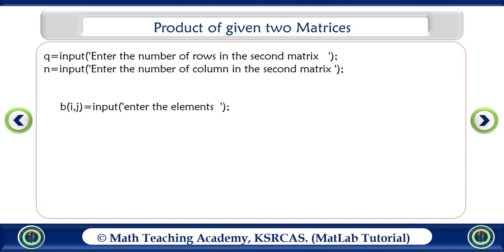Here why have we used b of I comma j? Because each element in the matrix is a two-dimensional element. That is why the two-dimensional variable name b of I comma j is used to receive the elements of the second matrix. And then in the same way we have to receive the second element, third element, fourth element of the second matrix. So that is why this command is inserted between the nested for loop.